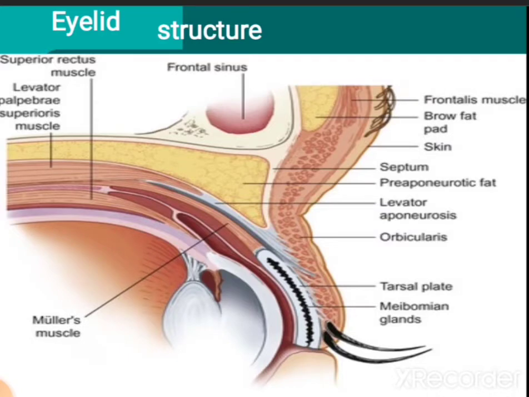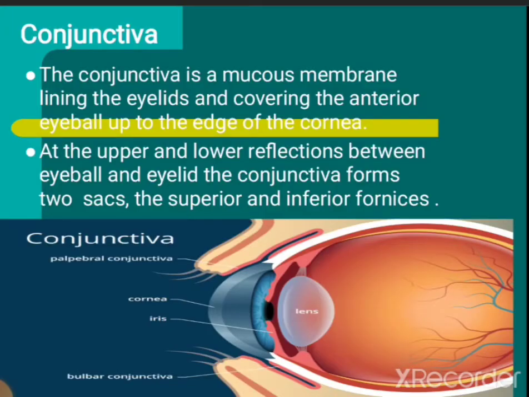This is the eyelid structure which we have discussed in the previous slide. Here we can see the LPS, that is the levator palpebrae superioris muscle. Then we can see in the lids the tarsal plate and the meibomian glands. Then conjunctiva. Conjunctiva is a mucous membrane lining the eyelids and covering the anterior eyeball up to the edge of the cornea. At the upper and the lower reflections between the eyeball and the lid, the conjunctiva forms two sacs, the superior and the inferior fornix. So in the diagram, the red line is your conjunctiva, and this is the superior fornix on the superior side, and this is the inferior fornix on the inferior side.